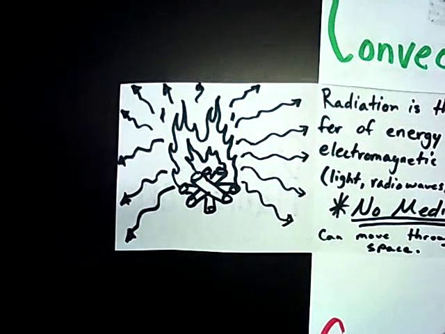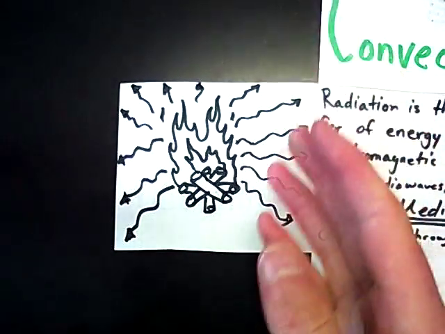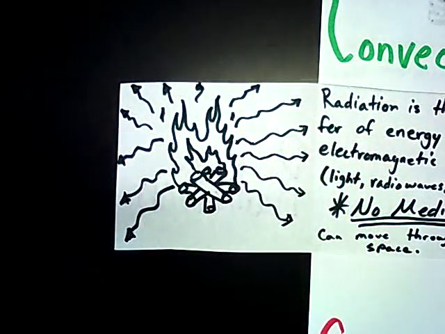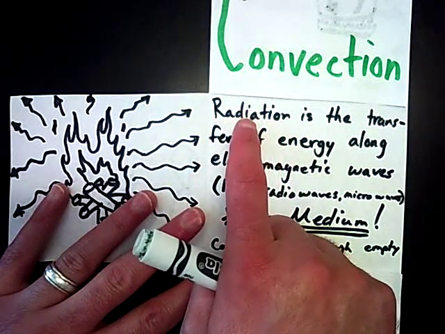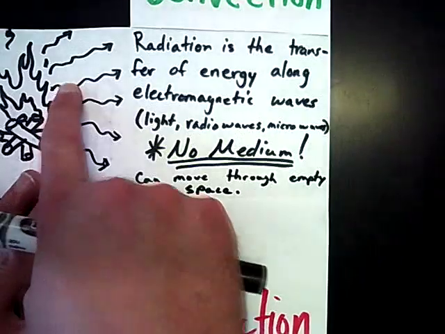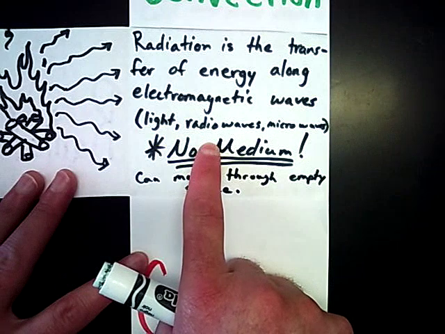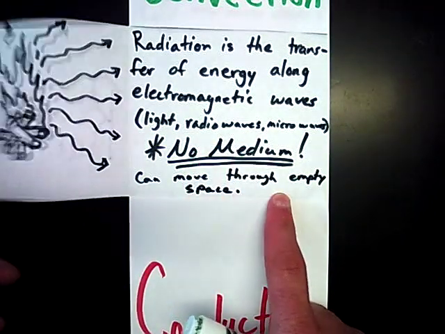Okay? So anytime you put your hand near something without touching it, and you can actually feel the heat on your hand, or your body feels heat, you're feeling radiation. Thermal energy is transferring via radiation. And this would be moving through the air, but it's important to remember that it doesn't need air or water or any type of matter to move through. No medium. It can move through empty space.